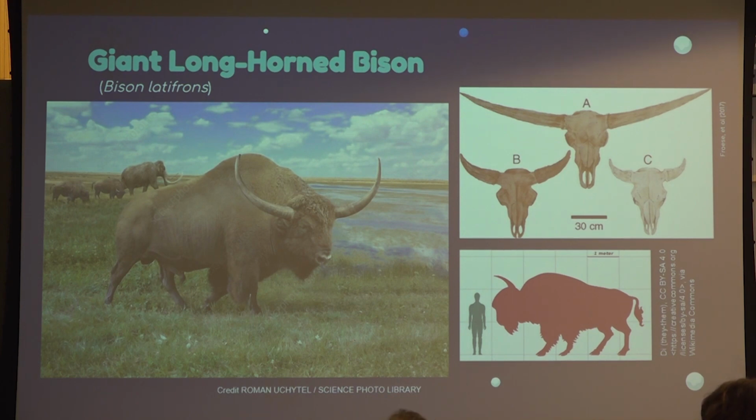This is the biggest, the latifrons. It weighed twice as much as a modern bison. So I remember driving through Yellowstone in a little Ford Ranger, and a bison came up and tried to stick its tongue in our window, but the hump of that bison was taller than my Ford Ranger. And this thing was about twice as big as it. So that's a really big cow.